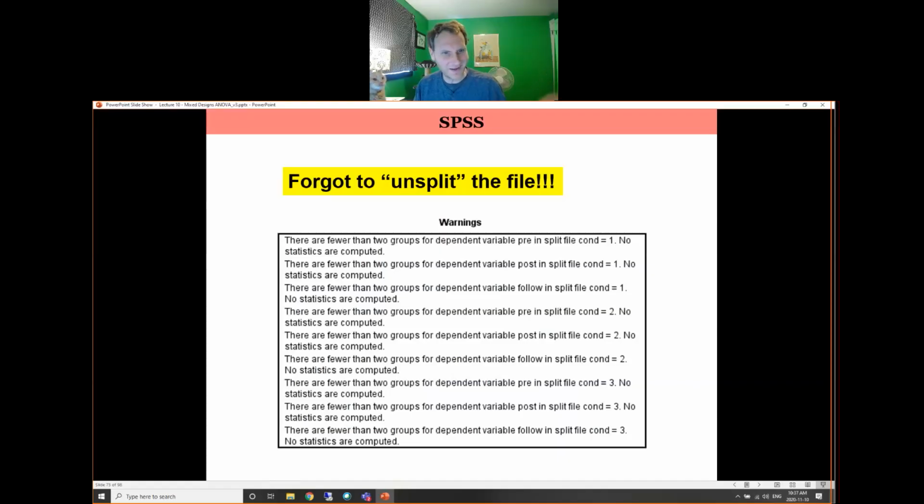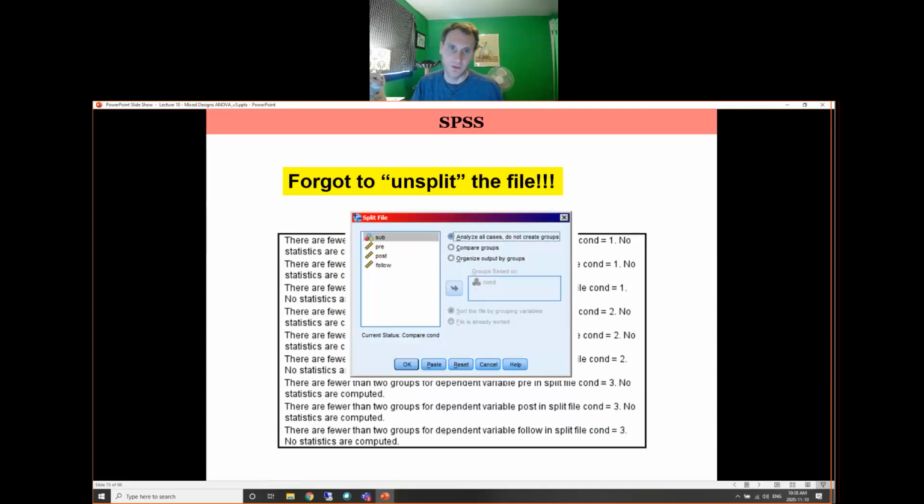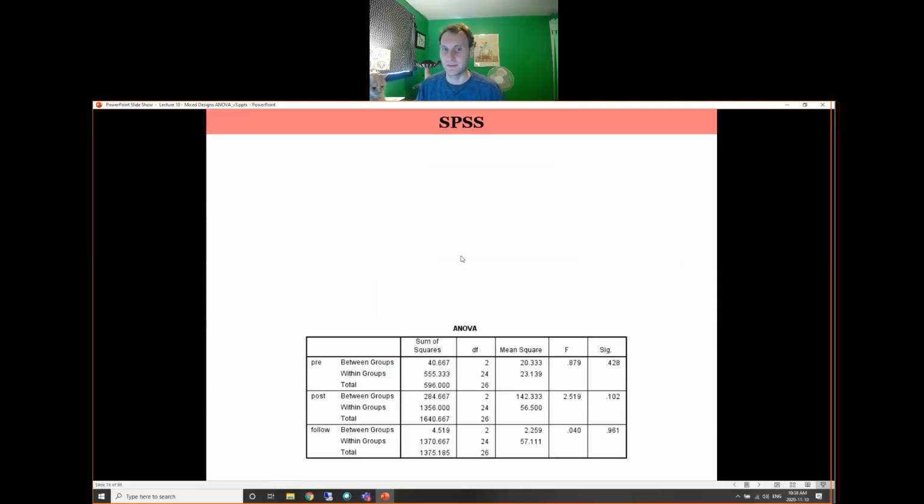The errors are often not real useful, right? Reading this, it would be hard to know. So if you get this error, you can troubleshoot by learning from my mistake: I didn't unsplit the file. Basically what it's saying is, you told me to run an ANOVA, which requires between subjects groups, but you don't have any, because you have 3 data sets with no between subjects groups. So I'm going to undo that compare groups and go analyze all cases, and that'll fix it.